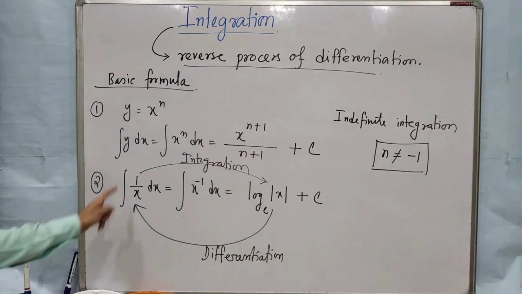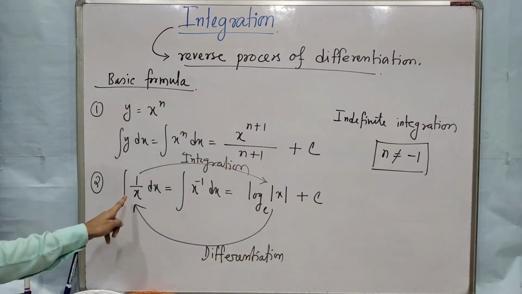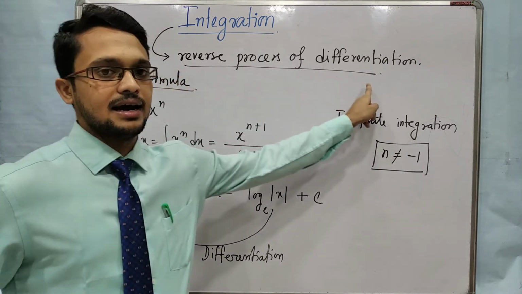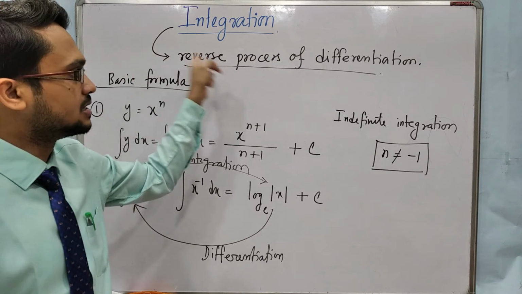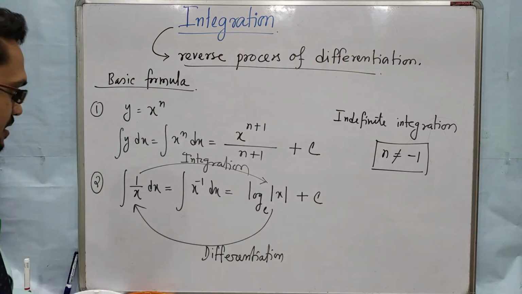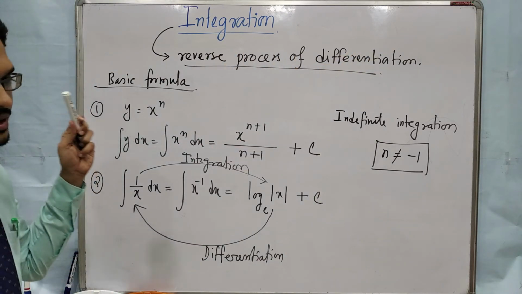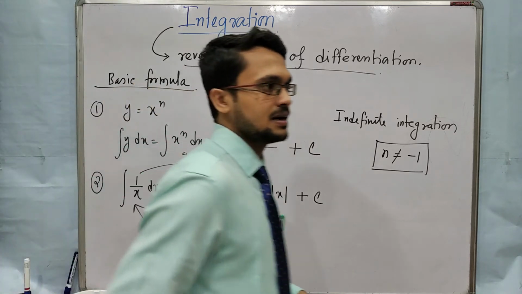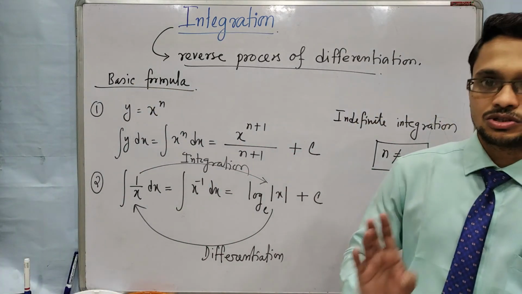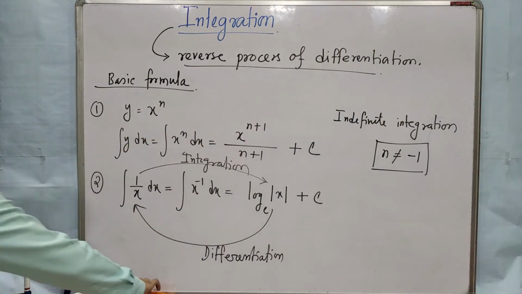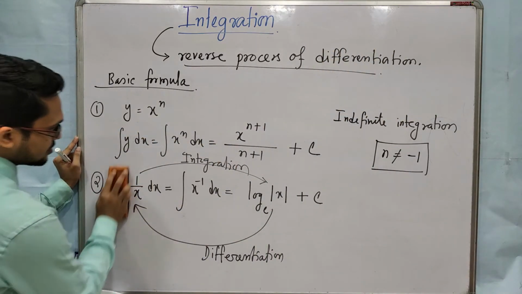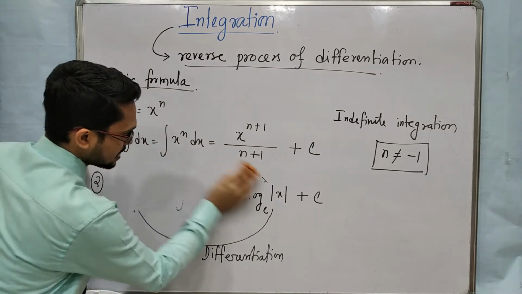Okay, so this is process integration, this is process differentiation. For that reason I have written at the beginning that integration is the reverse process of differentiation. Integration tells about the area under the graph and differentiation tells about the slope of that graph. Okay, so if n equals minus 1, then what will be the formula?